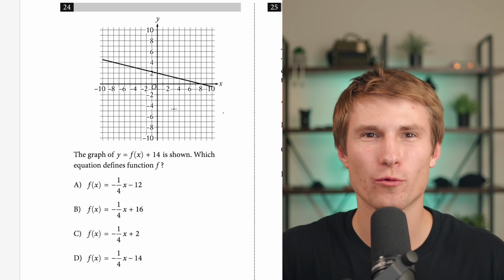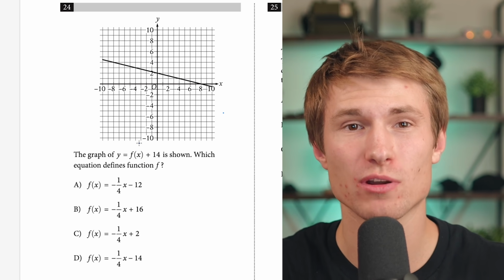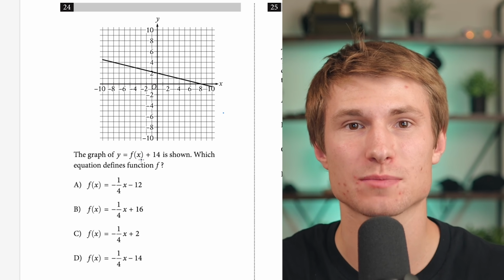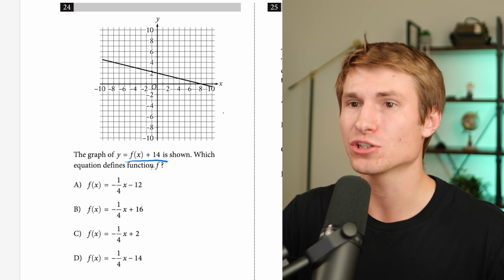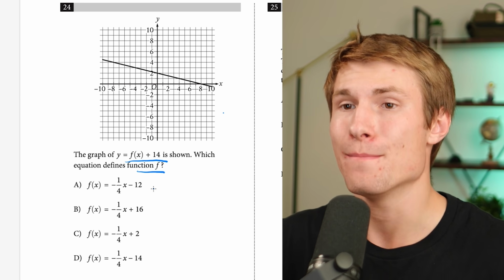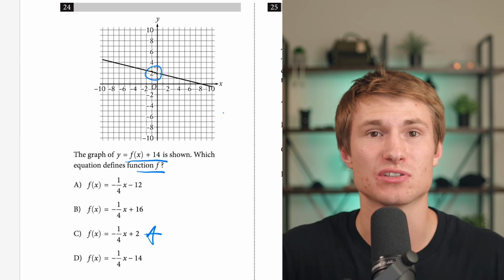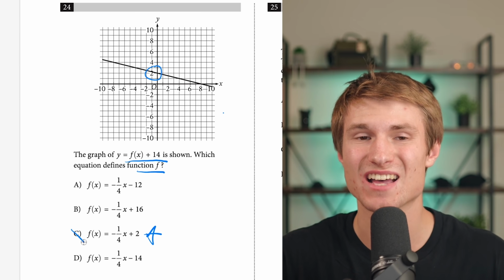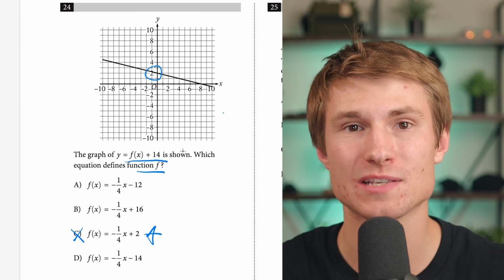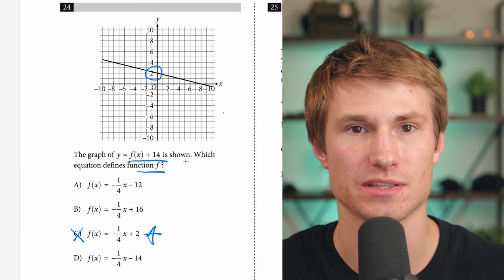Here's a trap to avoid on the SAT math section. Question 24 states the graph of y equals f of x plus 14 is shown. Which equation defines the function f? Many people will pick answer choice C on this question because they'll see the y-intercept is 2 and pick answer choice C, but that's not correct. And the reason why is because you have to pay close attention to the details on the SAT math section.